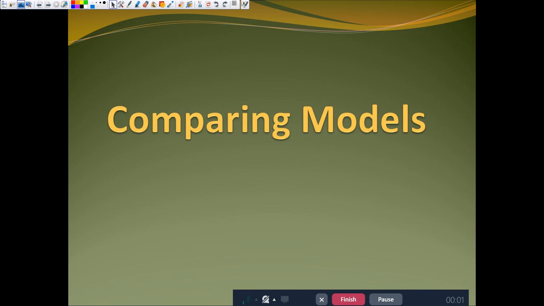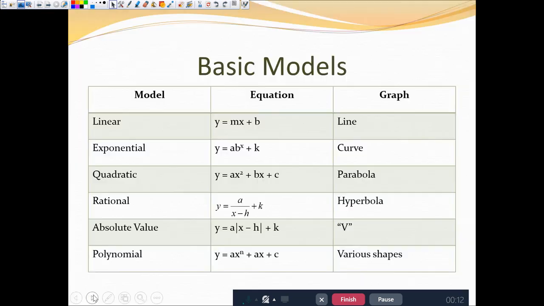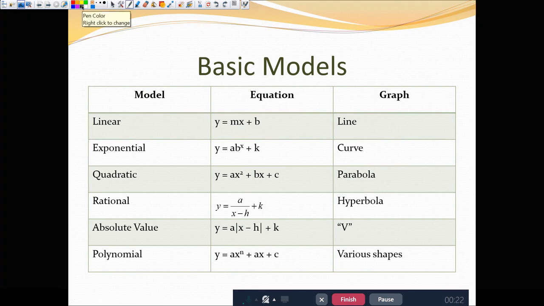So this lesson, we're going to be comparing different types of functions, models, graphs. So we've learned quite a few different types of graphs. We learned the linear, which is a line. It looks like a line, like so.